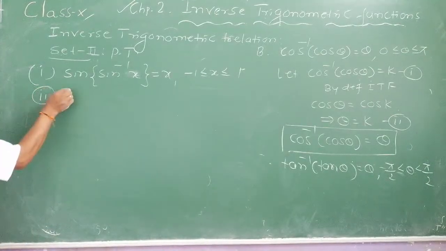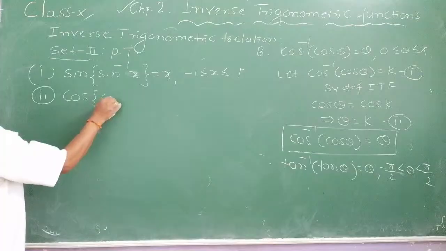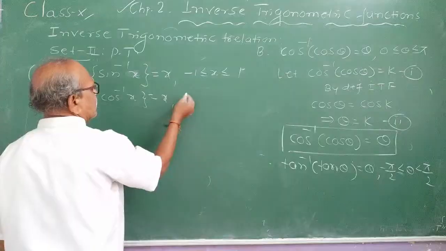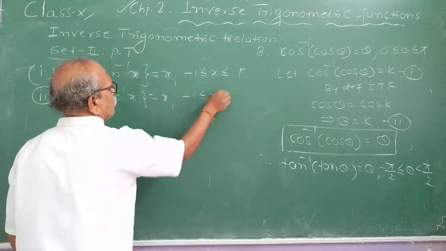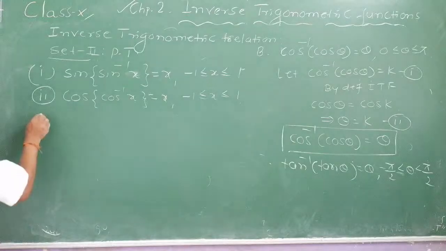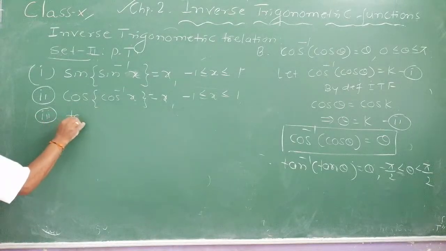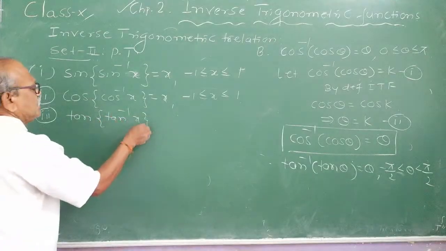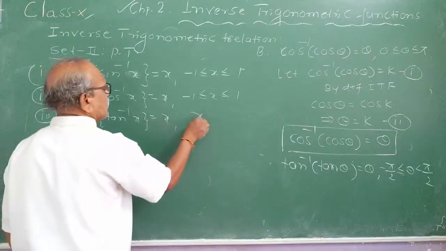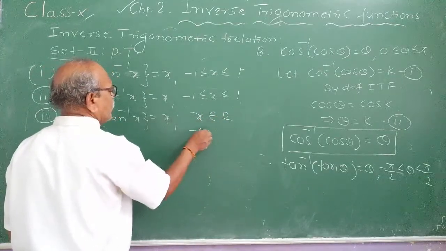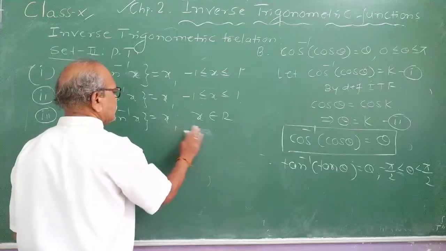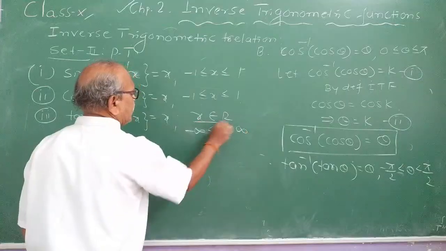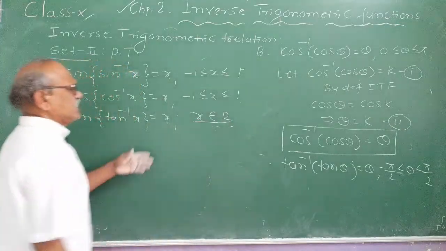Second one, cos of cos inverse x is equal to x, provided x lies between -1 to +1. Third one, tan of tan inverse x is equal to x, provided x is a real number, that is, -infinity is less than x, x is less than infinity. Instead of writing this, you can directly write x belongs to the real numbers.